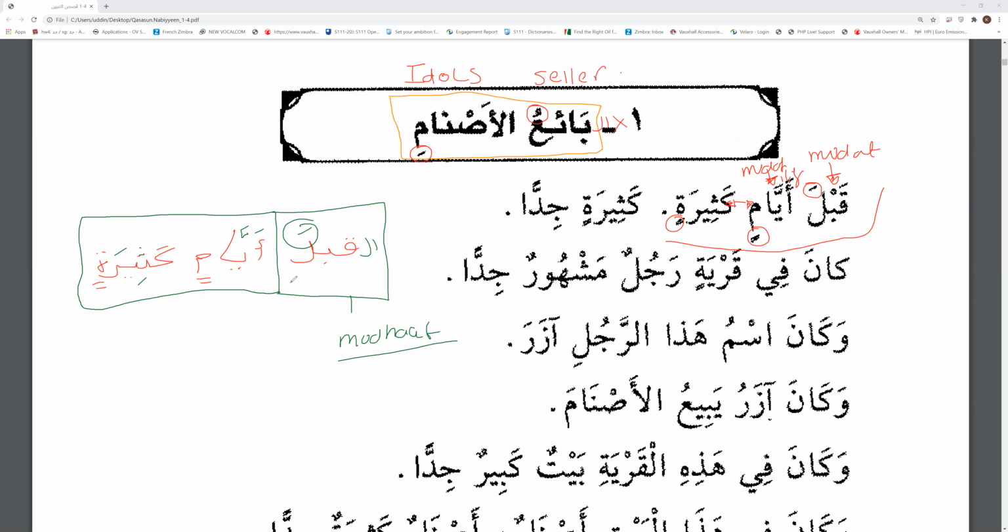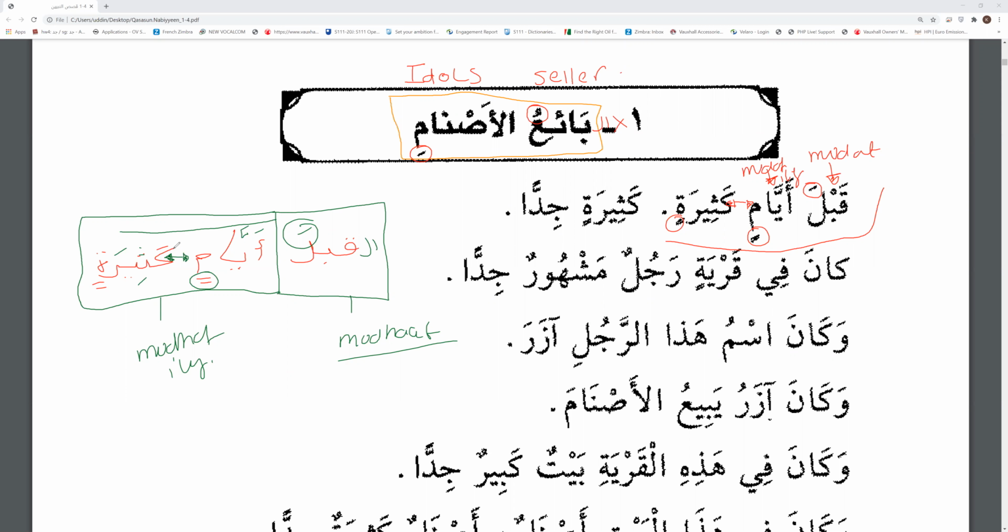Generally, what does the mudaf ilay have? Kasra. Okay, that's right. Does this have a kasra? Yes. So we know this is mudaf ilay. However, we've run into a problem here. This mudaf ilay, within its box, has another word. So what's the connection between these two words? Mawsuf sifa, I think.